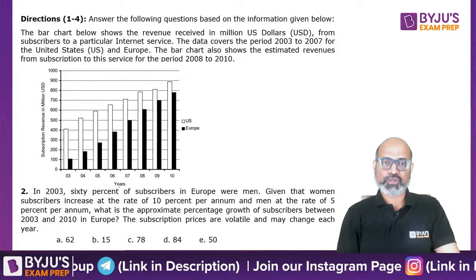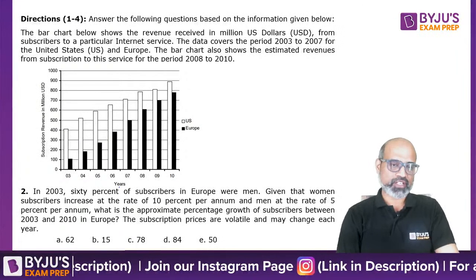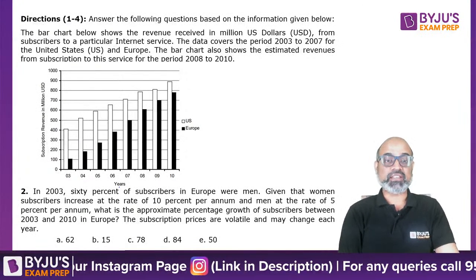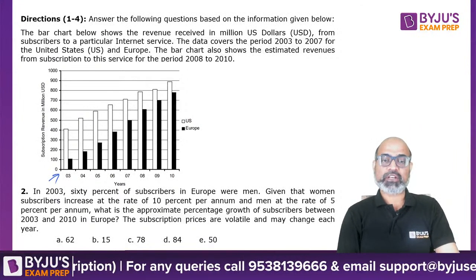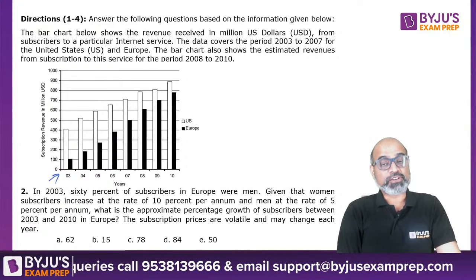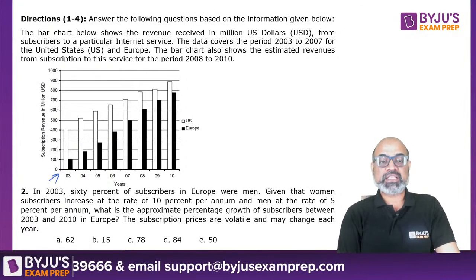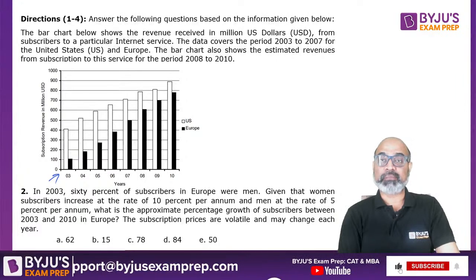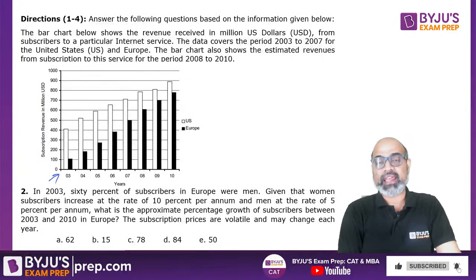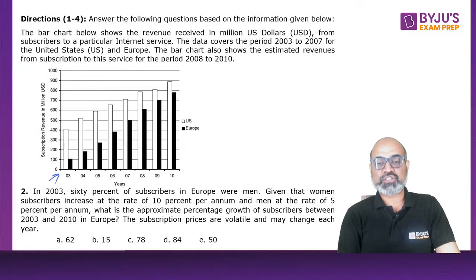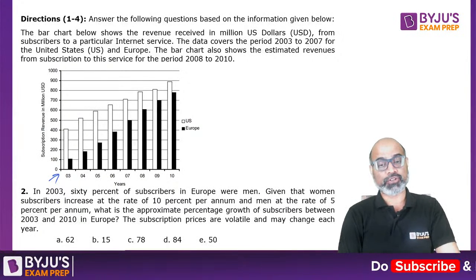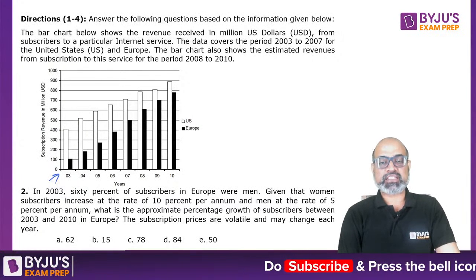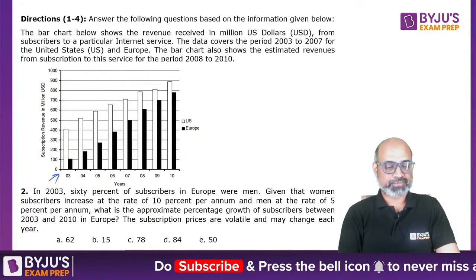The bar chart shows, okay, we have the same set. The question is new. In 2003, they're talking about the year here, 60% of subscribers in Europe were men. Given that women subscribers increase at the rate of 10% per annum and men at the rate of 5% per annum, what is the approximate percentage growth of subscribers between 2003 and 2010 in Europe? The subscription prices are volatile and may change each year.